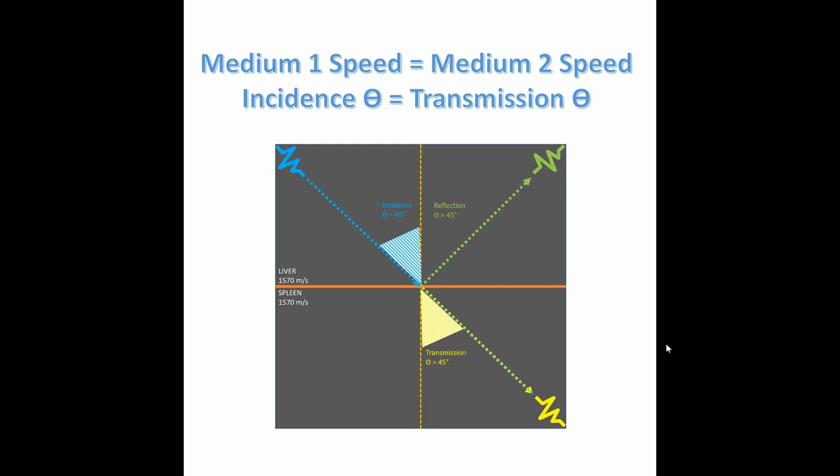We will see that the incidence angle is going to be equal to the transmission angle. There is no refraction. So I have this in the picture here. We have liver with a propagation speed of 1570 meters per second, and then we have the spleen with 1570 meters per second. So sound is coming from medium 1 into medium 2, and they are the same speed. The incidence angle is depicted by this blue triangle, and the transmission angle is seen here with the yellow triangle. Incidence angle is 45 degrees, transmission angle is 45 degrees. There is no refraction in this scenario.